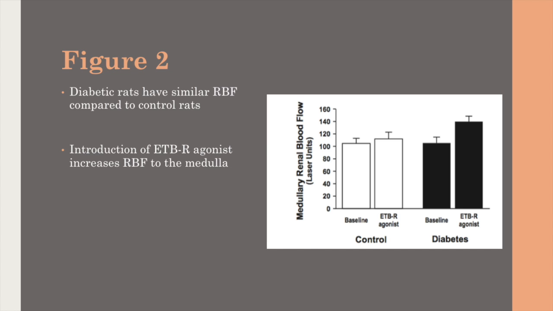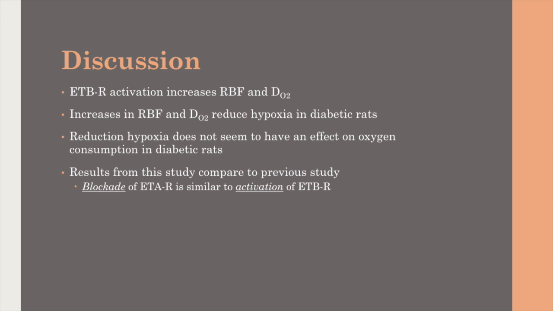This is what the researchers had initially expected, because ETB receptor agonists should in theory cause vasodilation, which would increase the renal blood flow to the area. Activation increases renal blood flow as well as delivery of oxygen to the medulla and cortex. Increases in renal blood flow and delivery of oxygen reduced hypoxia in the diabetic rats. This is what the researchers had initially expected, because an increase in renal blood flow as well as delivery of oxygen should decrease the oxygen deficit within the renal tissue.